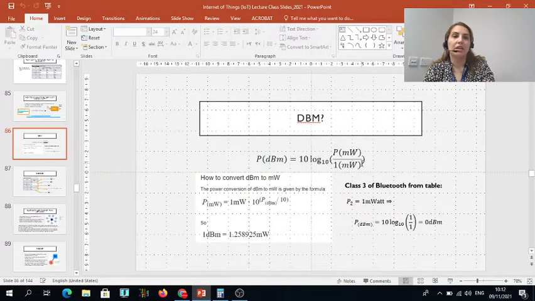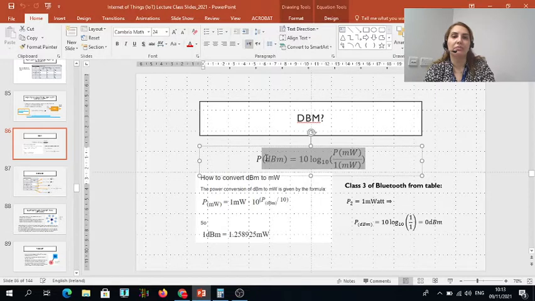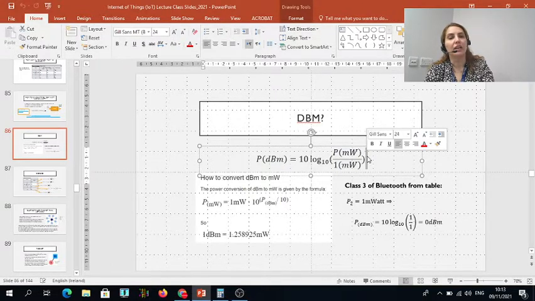So that equation here is showing the relationship between the dBm, milliwatt, and the output power in milliwatt. If I have this equation for you, and I ask you how much is the input power in this case, you would know right away that the input power is 1 milliwatt.